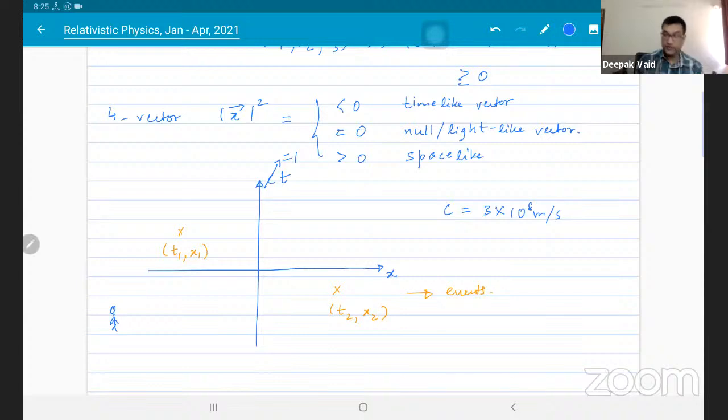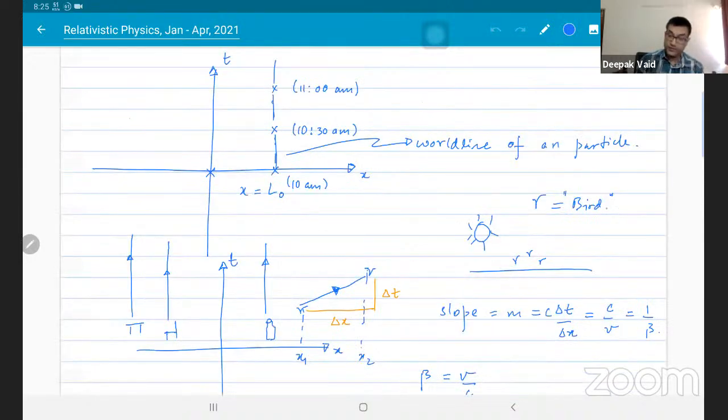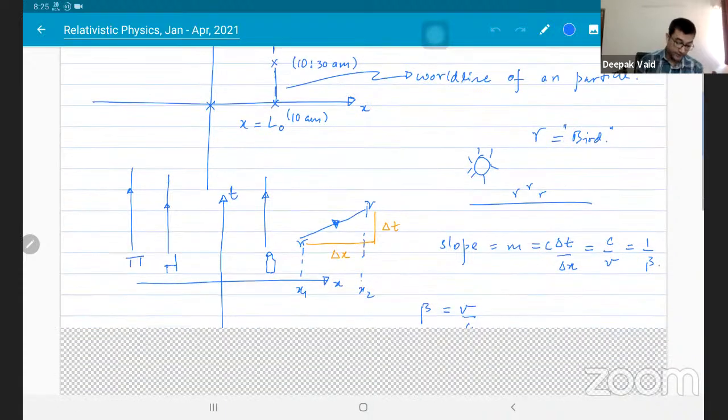So I can define a new unit of length. Let me call it one light meter, and let me call that 3 times 10 to the 8 meters. So then what is c? c is equal to 1 light meter per second. So it's equal to 1, no issues, right? So this is always just a choice of units. I can always do that, okay?